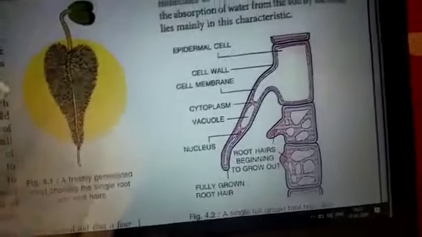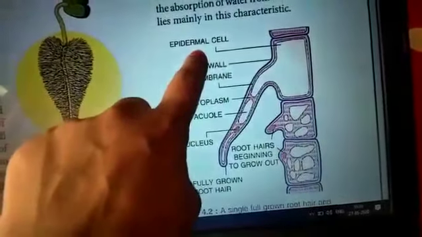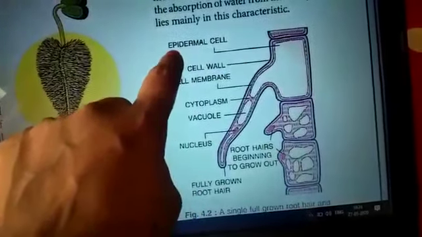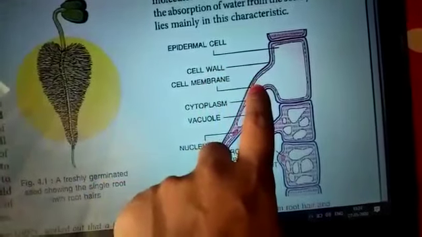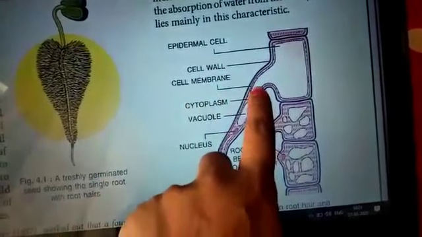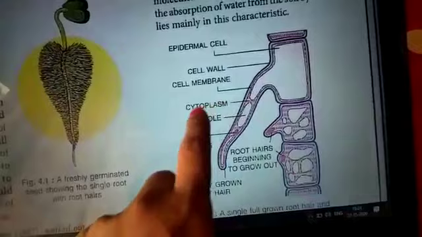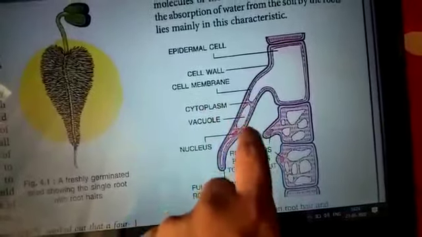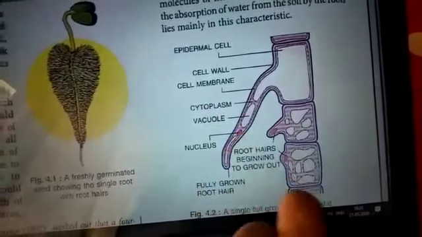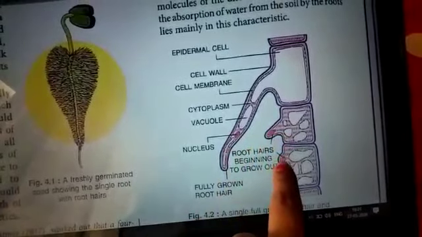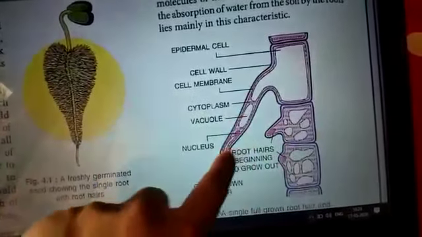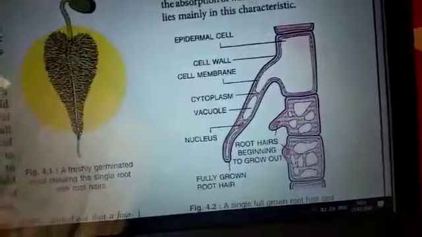Here a figure is being shown to you. Epidermal cell, the outermost cell. Epi itself means outer. Cell wall. Inner layer, cell membrane. The fluid, that is cytoplasm, large space, vacuole, nucleus. The small root hairs which are being grown. This is the larger root hair which has already grown out.